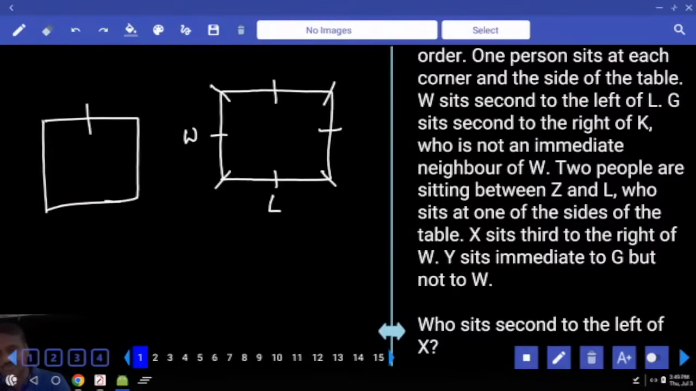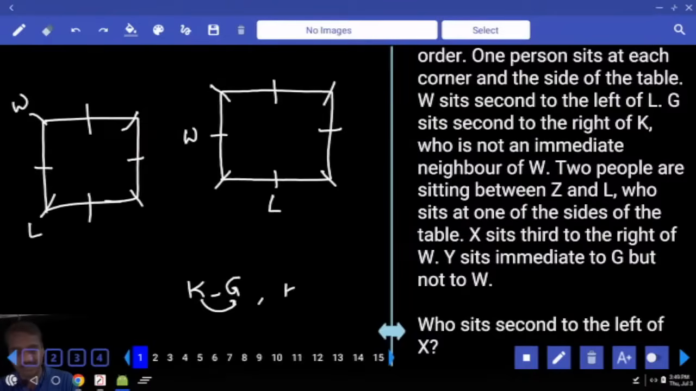Directly we can start with the first statement itself, because all the persons are facing towards the center. If L is here, W is here. W is seated second to the left of L. G sits second to the right of K. K is not an immediate neighbor of W, so K and W are not adjacent to each other.